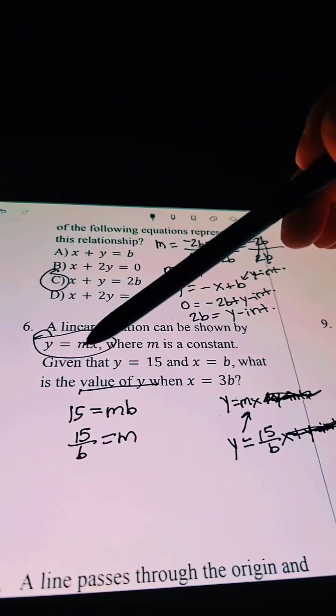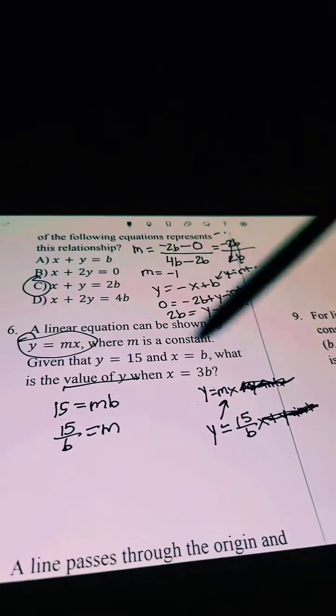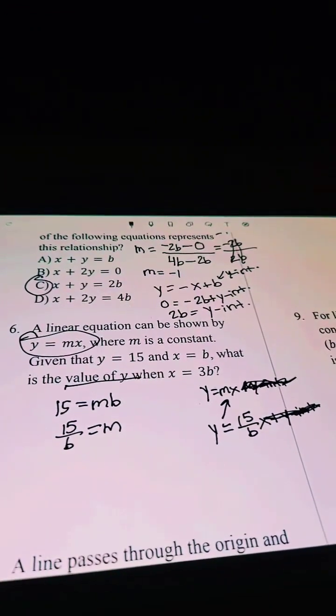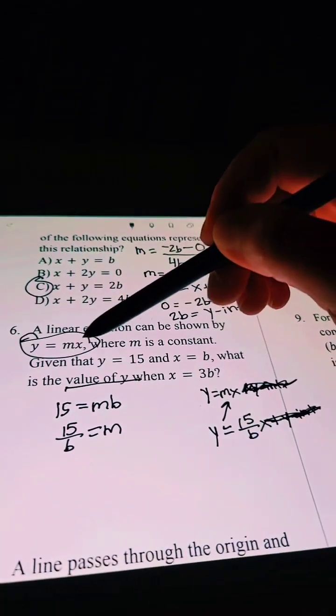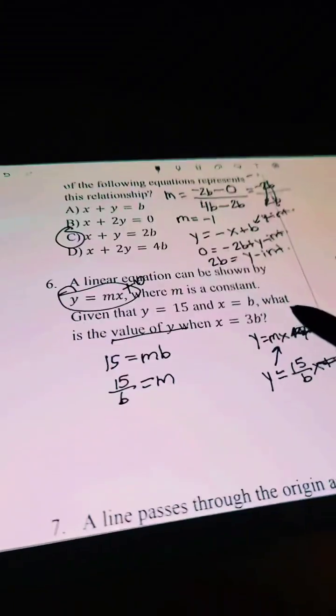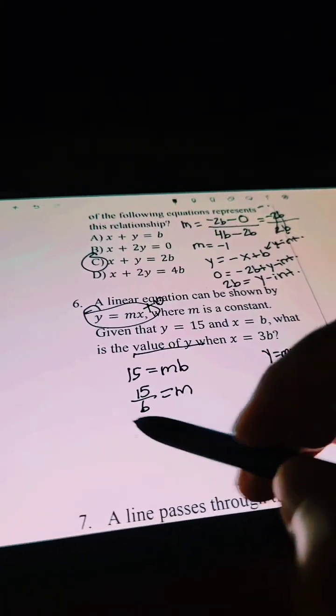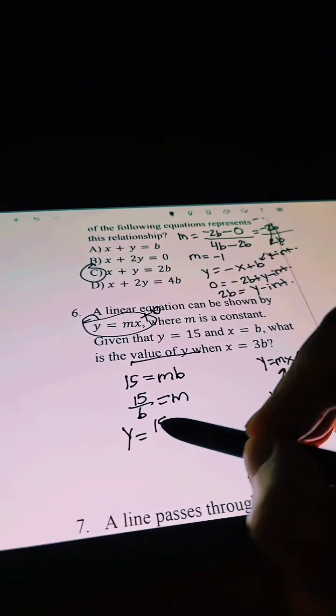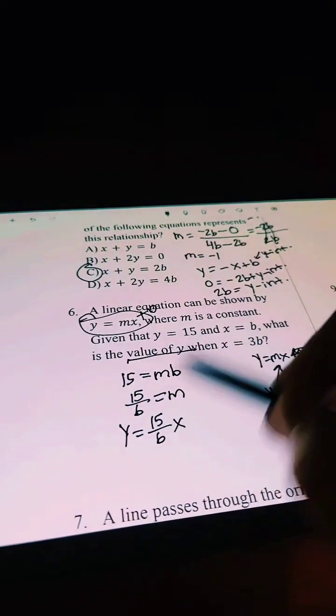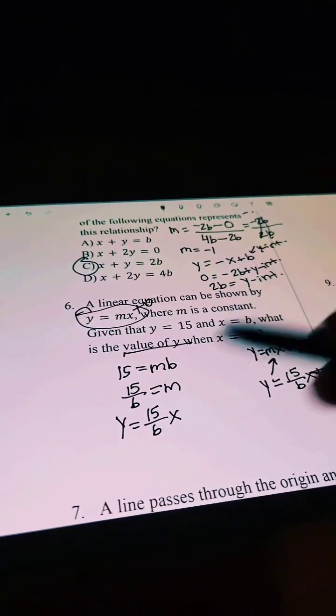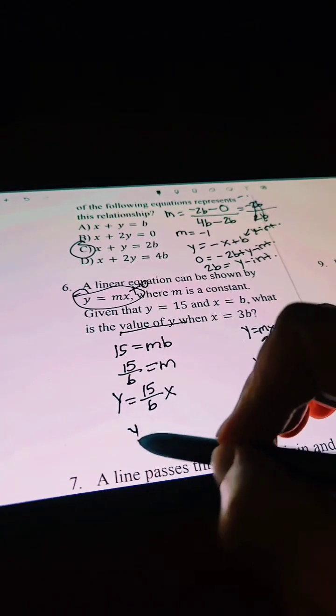A linear equation shown by this value right here, so they already told you that there was no y-intercept because they wrote it without the y-intercept part. It's technically a plus 0 right there. So that's going to be what my m value is right there. So instead, I'm going to write it as 15 over b times x is equal to y. And then I'm going to plug in 3b for my x value.